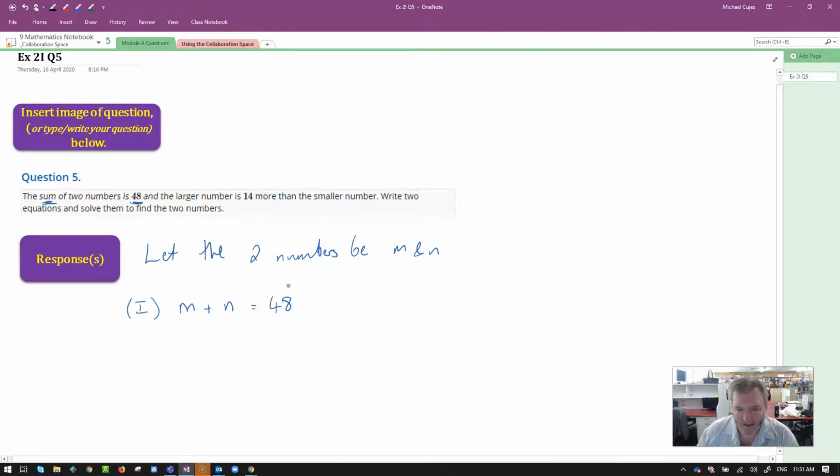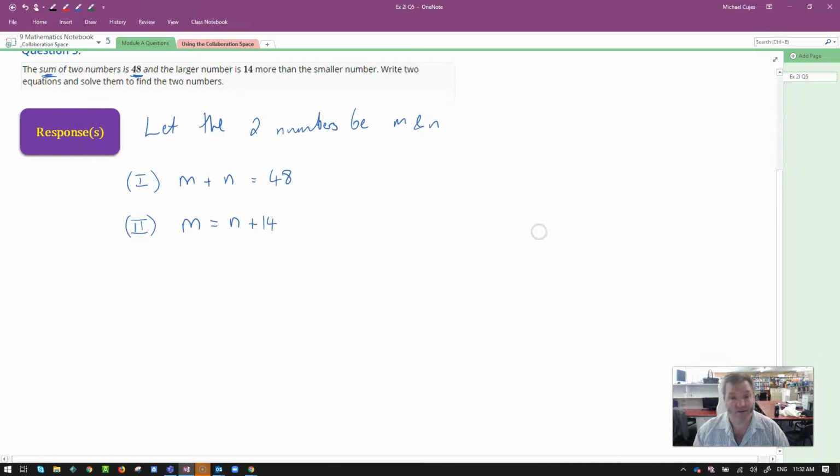It says the larger number is 14 more than the smaller number. Well, I haven't really designated one as being larger than the other, but let's just assume that I'm going to make M the larger number. Therefore, M is equal to the smaller number. If it's 14 more, it's got to be the smaller number plus another 14. This is now set up for us to do simultaneous equations.